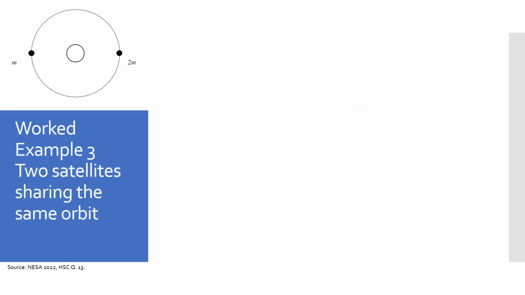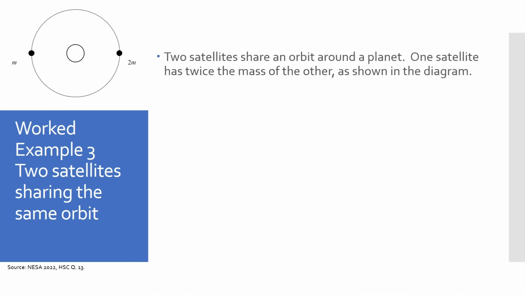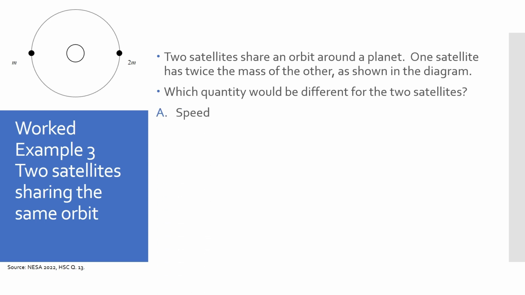So here's worked example 3, two satellites sharing the same orbit, from the last HSC question. It says two satellites share an orbit around a planet. One satellite has twice the mass of the other, as shown in the diagram. Which quantity would be different for the two satellites? It's a multiple choice question with A, speed, B, momentum, C, orbital period, or D, centripetal acceleration. My students tend to say this is a multiple guess question, but really we can work through this logically and eliminate those that are impossible, and we're left with the one that is the correct answer.